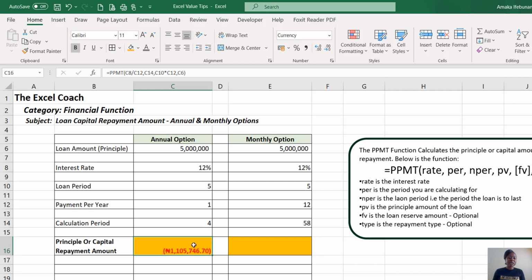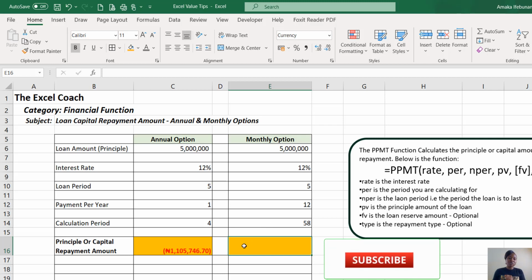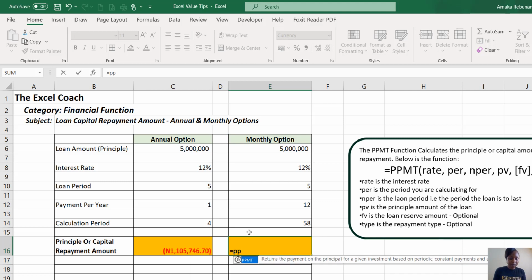We are going to be checking this in our annual amortization table to see the accuracy of what we just computed. But before we do that, I want us to still calculate the monthly amount, the capital amount that we'll be making in the 58th month, because this is the monthly option. So if you're going to be paying on a monthly basis, what's the capital amount you'll be making in the 58th month? So we'll still be using the same function, equals to PPMT.